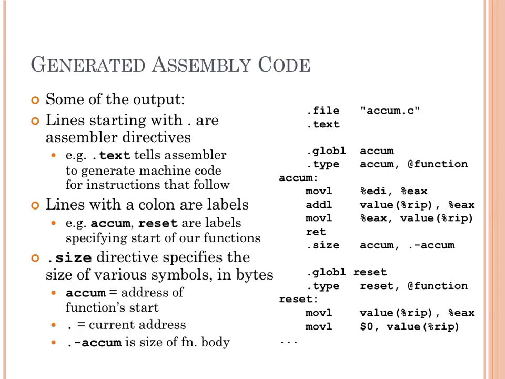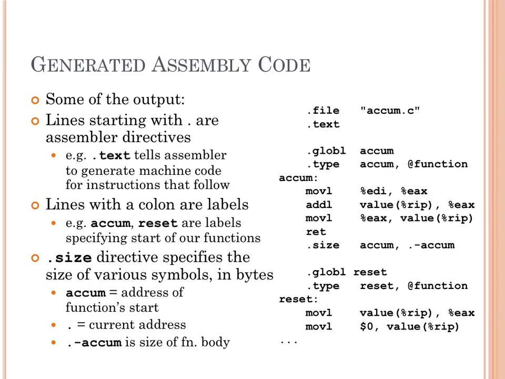Now, we also have a .size directive, which generally we don't care about. The compiler will generate this kind of stuff just to make sure the assembler has all the details it possibly needs. But in this case, you can see that we're saying what the size of the function is. Like how many bytes does accum occupy? How many bytes does reset occupy? Okay, and so this is something that the compiler makes the assembler generate.